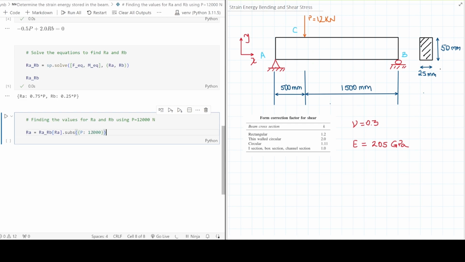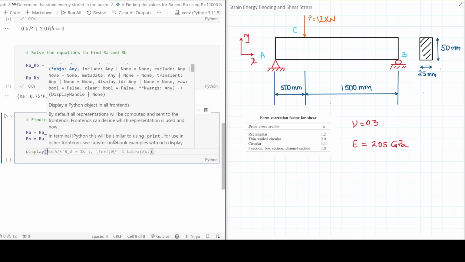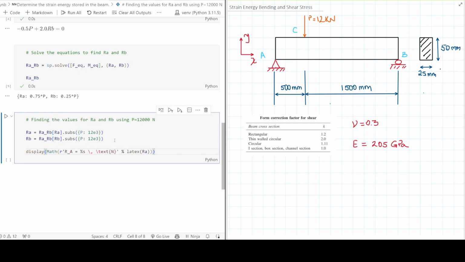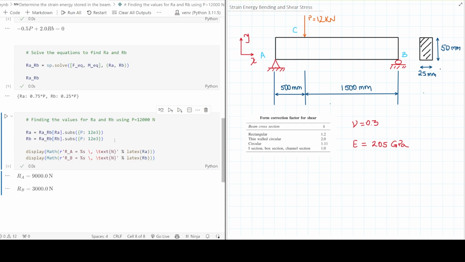That's correct. If I want to keep the way I'm doing it, so this, and then for Rb, it has to be pretty similar, like this, perfect. And then I could display both of these equations in a nice way. So I'm going to display, yes. This is a way, let's see how it goes. There you go. So we have Ra equals 9,000 and Rb equals 3,000 newtons.